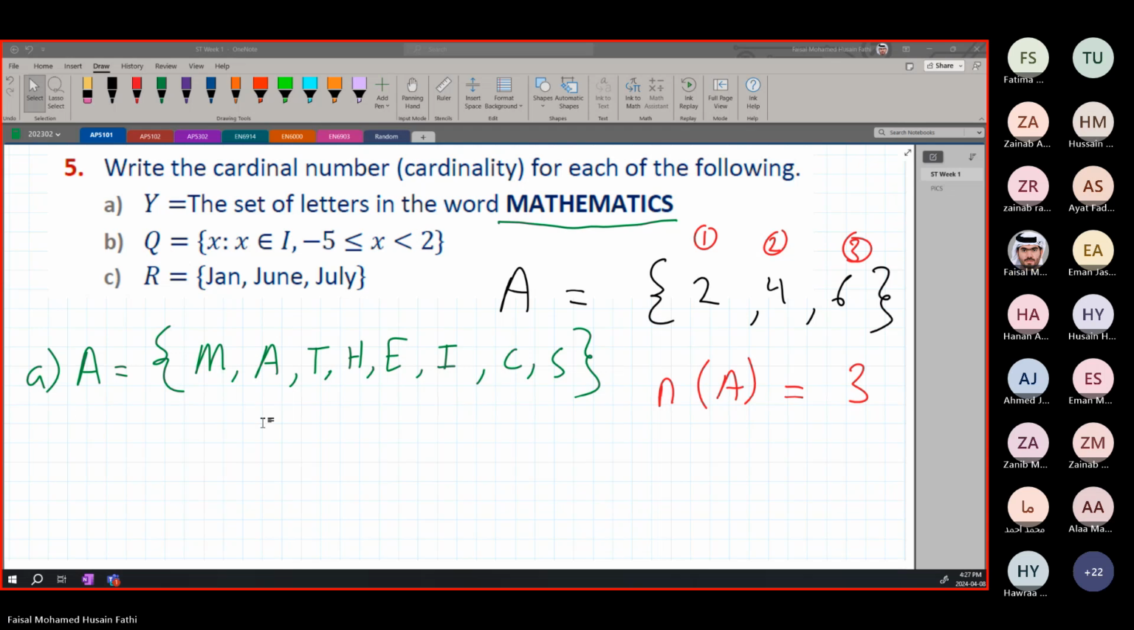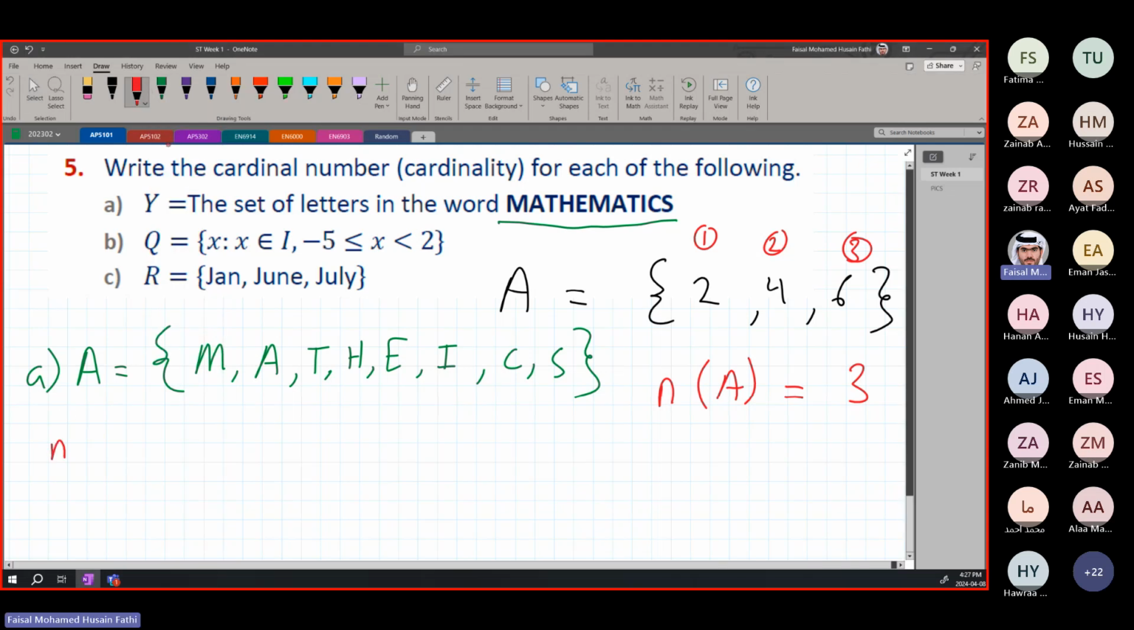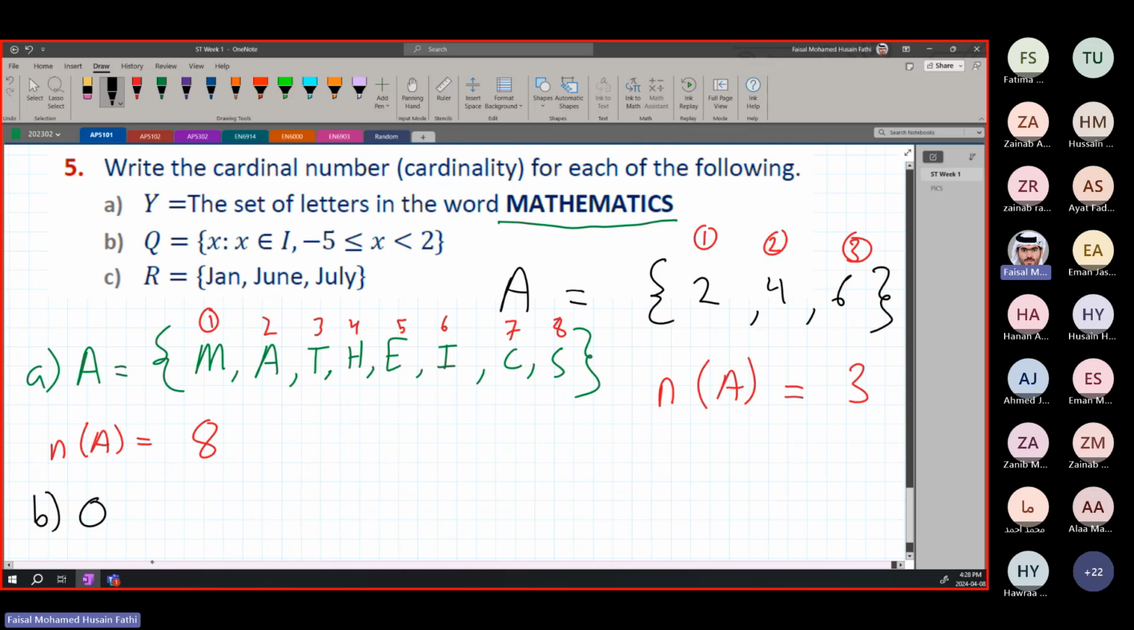So now we want to find the cardinal number. Cardinal number is n(A), which is going to be, let's count them, 1, 2, 3, 4, 5, 6, 7, 8. 8. That's what the cardinal number basically is. It's the number of elements in a set. That's it.